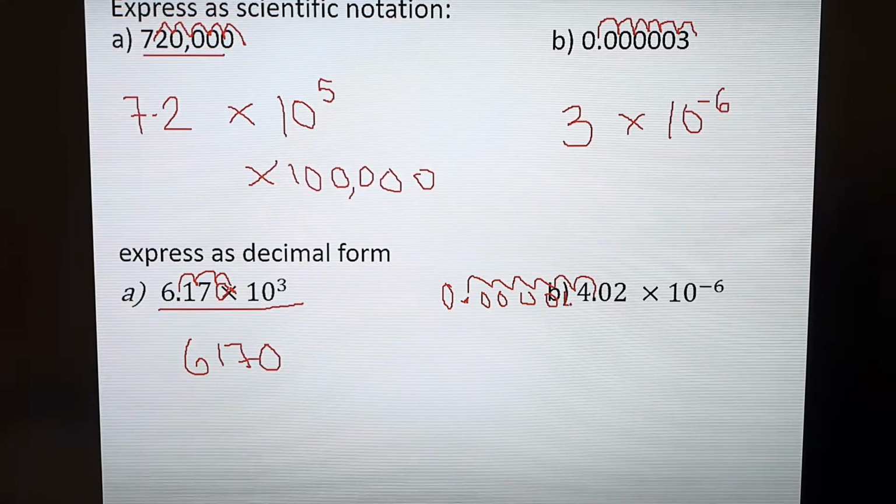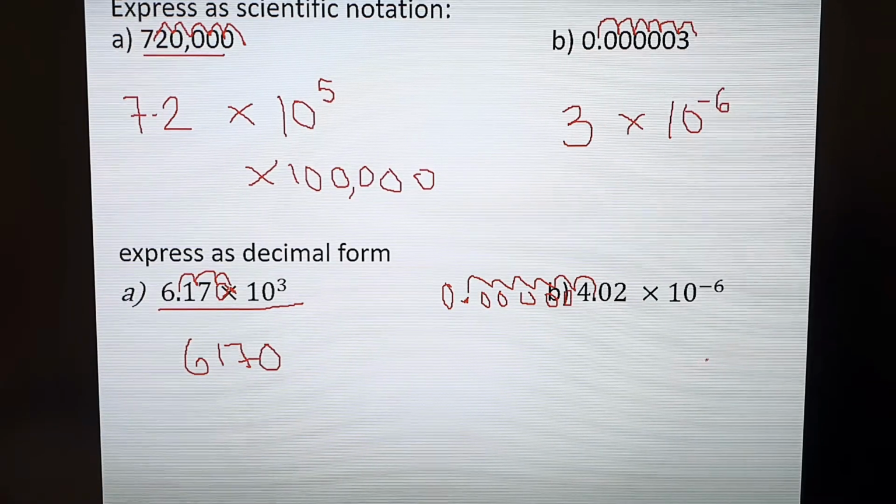So I'm sure you can write this out in your own time. So 0.0000402 with a decimal point here. And there you have it.